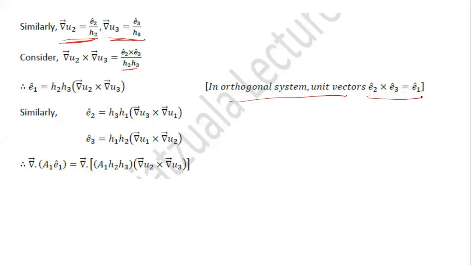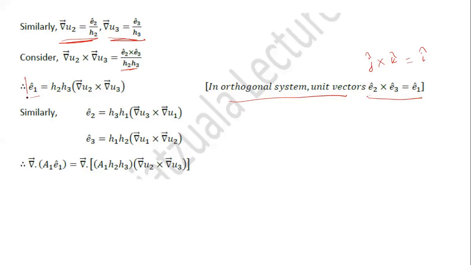So e2 cross e3 is equal to 1. This is similar to j cross k is equal to i cap in mutually perpendicular unit vectors. Similar to that, e2 cap cross e3 cap will be equal to e1 cap. So instead of writing e2 cross e3, you can write e1 cap. e1 cap will be equal to h2 h3 multiplied by grad u2 cross product with grad u3.